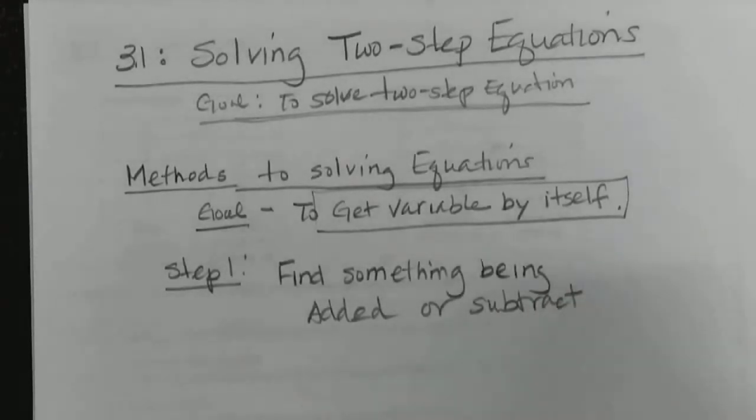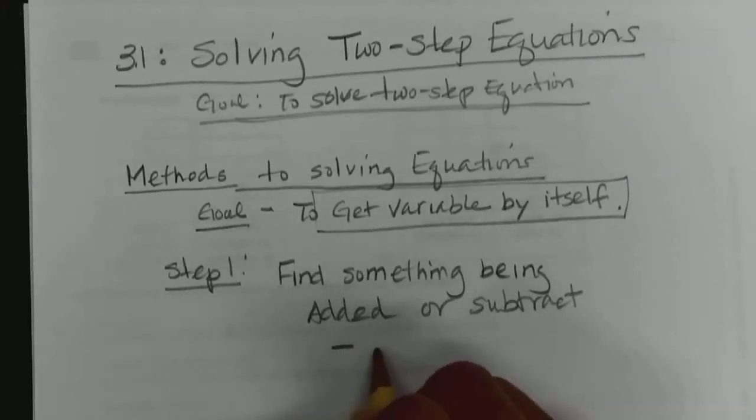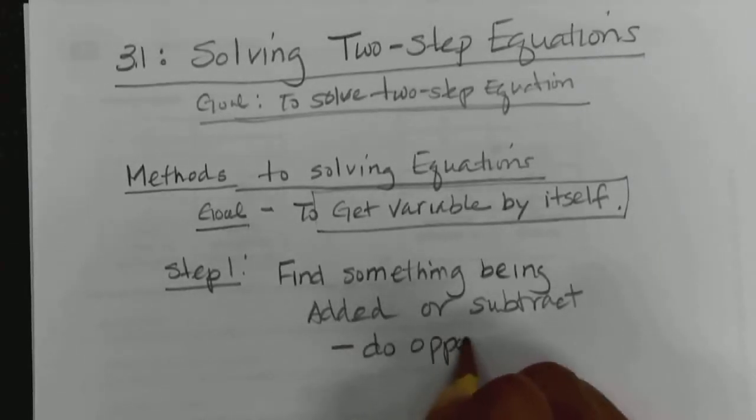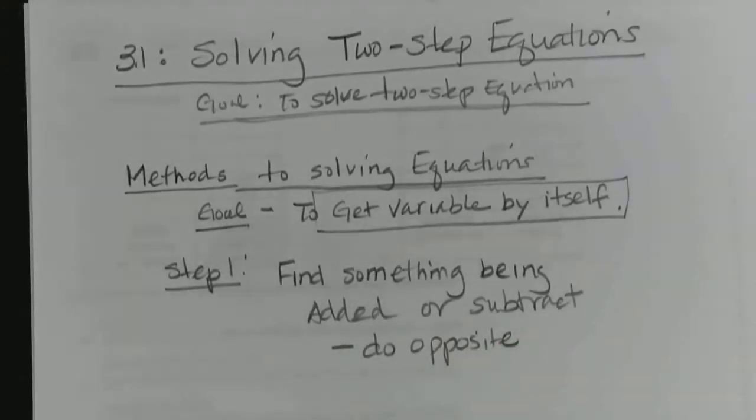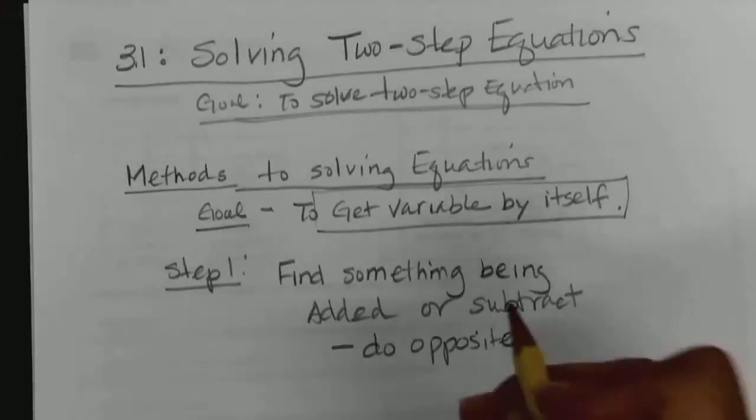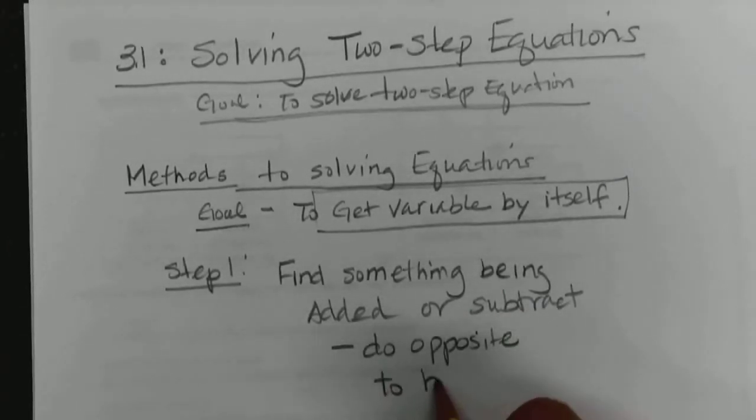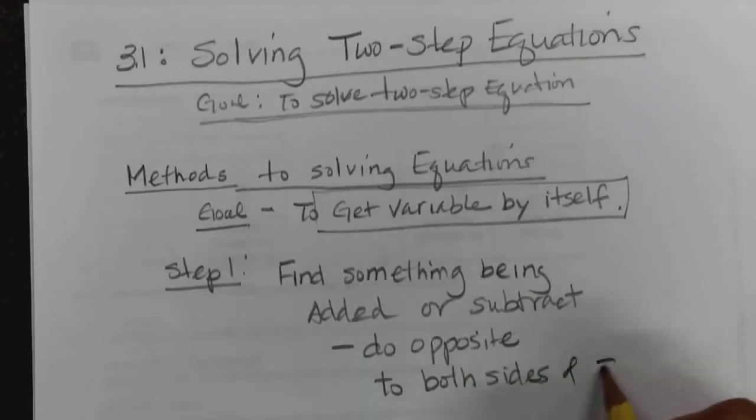Once you find that something's being added or subtracted to the variable, what you're going to do is do the opposite. So if it's plus 3, you're going to subtract 3. If it's subtract 5, you're going to add 5. We're going to do the opposite to both sides. And both sides means to the both sides of the equal sign. Okay? That's step one.